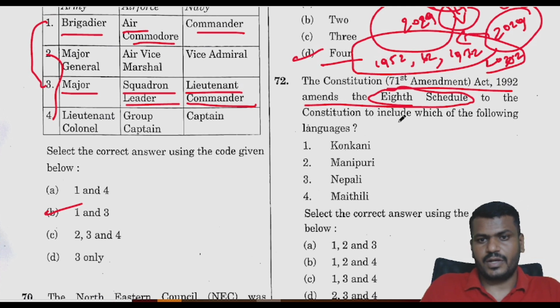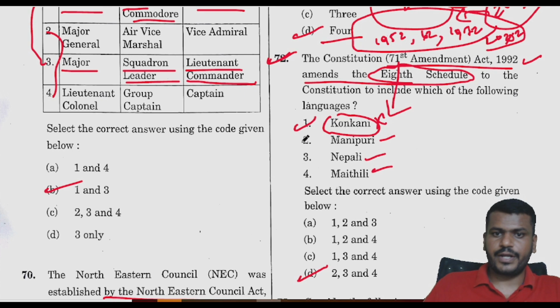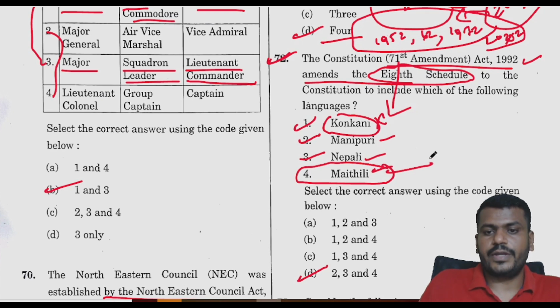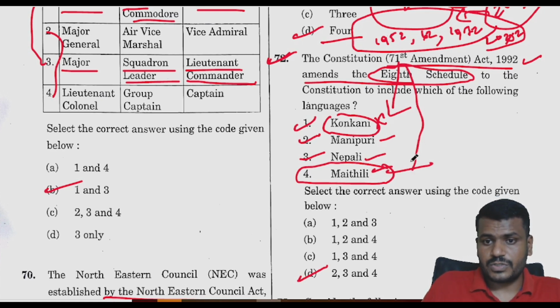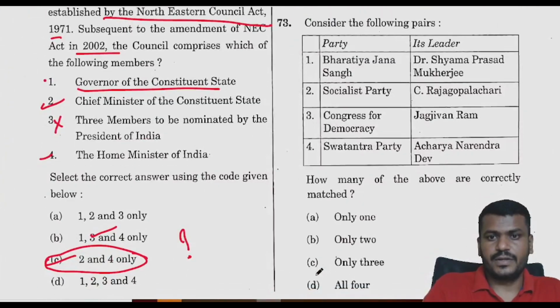Okay, next, the Constitution 71st Amendment Act 1992 amends the 8th schedule, which is related to language. Which of the following languages are included? Konkani included, Manipuri included, and Nepali included, and Maithili was not included by the 71st Constitutional Amendment Act. So that's why A is the right answer, guys. 1, 2, 3 are the correct ones. Next, Bharatiya Jana Sangh, parties and its leader: who formed it and who is associated with that party, you have to say.